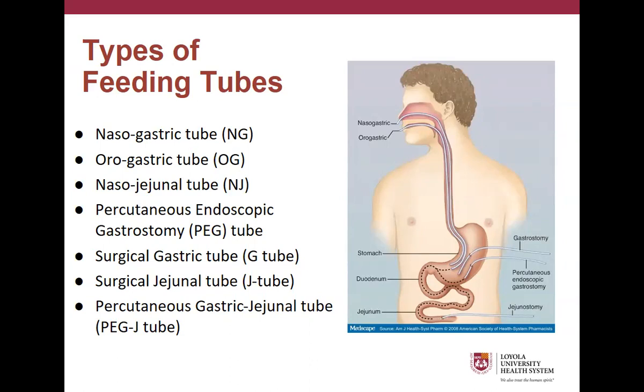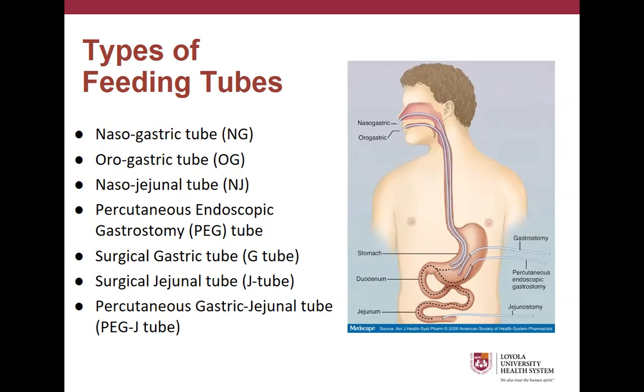Nasal jejunal tube, so someone's going to need that post-pyloric jejunal feeding if they have any reason they can't tolerate gastric feeding. So if they're having emesis, if they have a history of gastroparesis, if they developed critical illness-induced gastric dysmotility, which we see often, those are reasons that we would want to trial feedings post-pylorically to see if they can tolerate that.